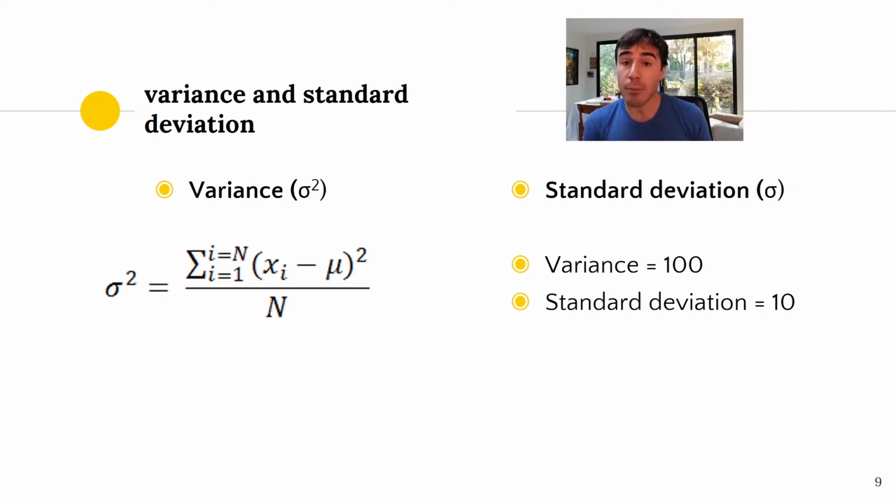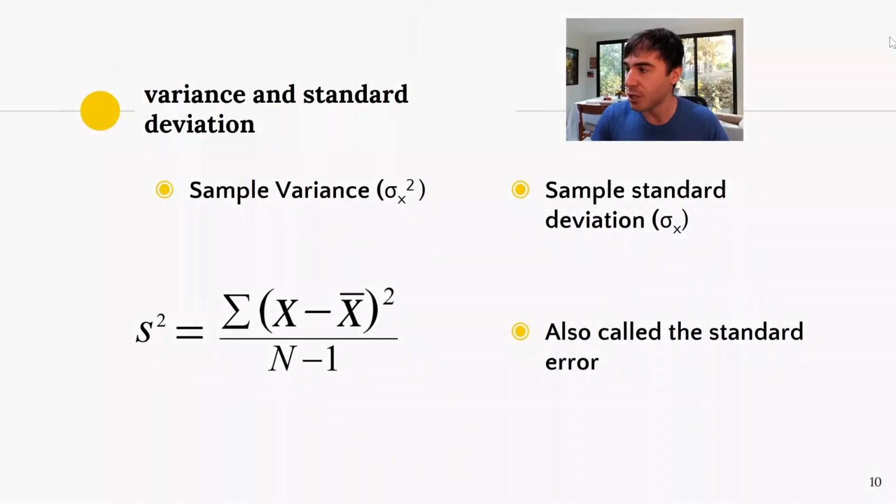And to get the population standard deviation, it's very simple. We just take the square root of the variance. So if your variance, for example, is equal to 100, the standard deviation is going to be equal to 10. So that's the population variance and standard deviation.